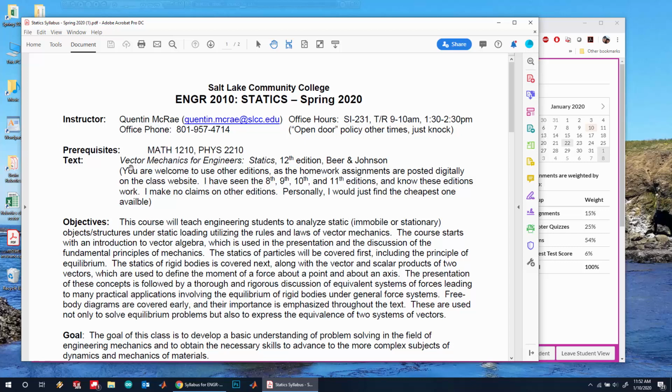Coming here, this is the big takeaway from this. The text for this class is Vector Mechanics for Engineers: Statics, 12th edition. So we just recently moved to the 12th edition. The deal is this, that I personally have seen the 8th, 9th, 10th, and 11th editions. They're all good. Statics honestly hasn't really changed ever. And so you can use any edition that you want, but the homework assignments are going to be done from the 12th edition.